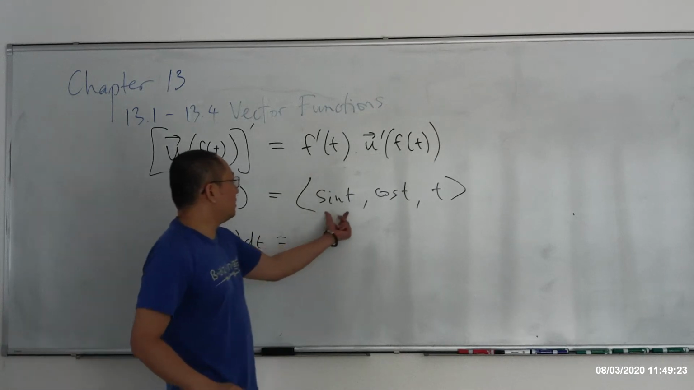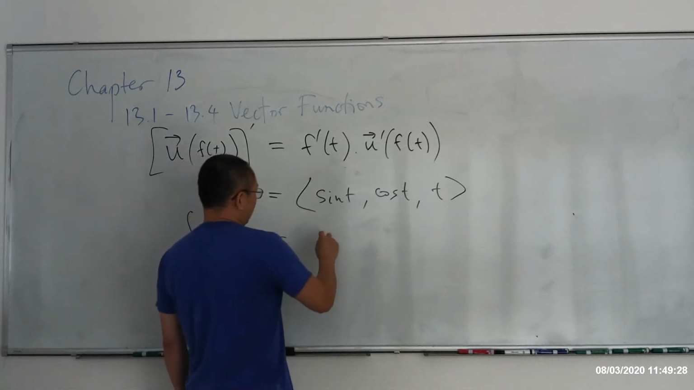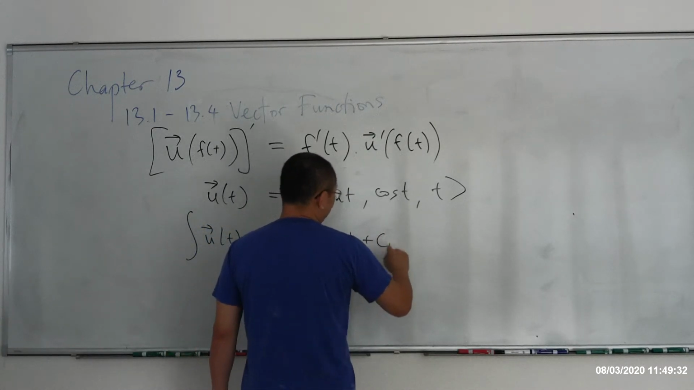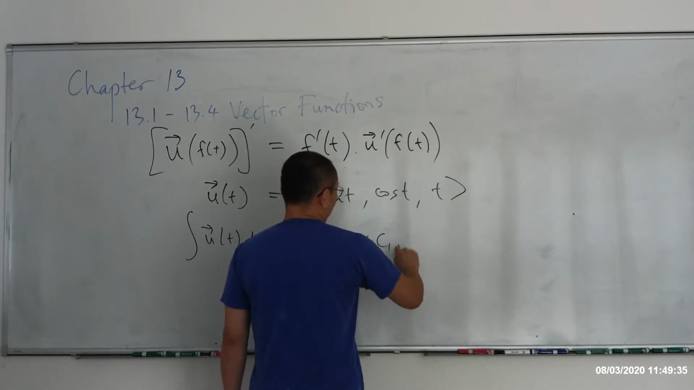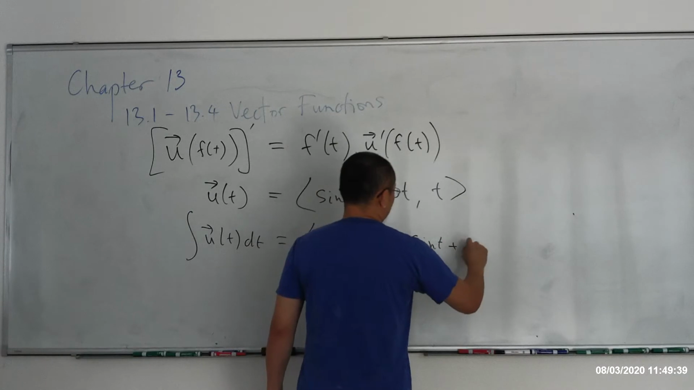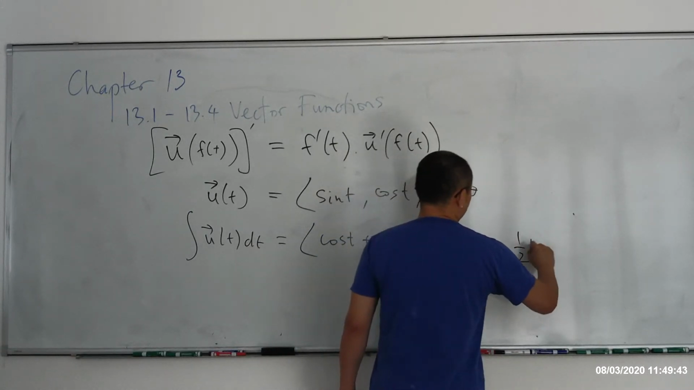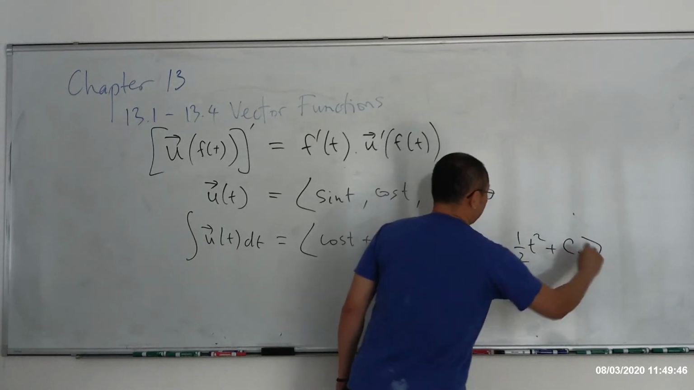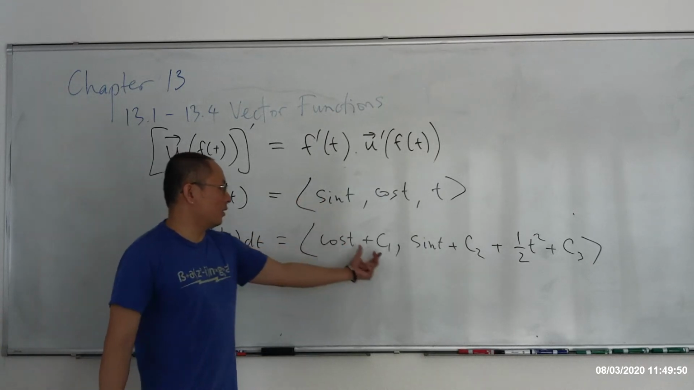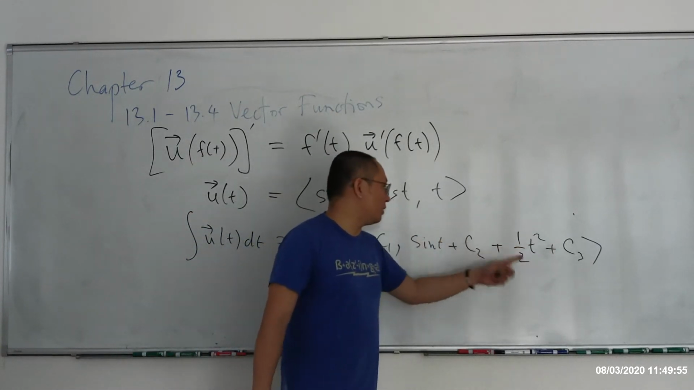Then I'm going to integrate sine of t. Integral of sine t is negative cosine t plus, say, c1, comma, integral of cosine t is sine t plus c2, and integral of t is 1/2 t squared plus c3. Right? Remember, when you do the integral, don't forget to add a constant, and I want to distinguish between the 3 constants, I call C1, C2, and C3.